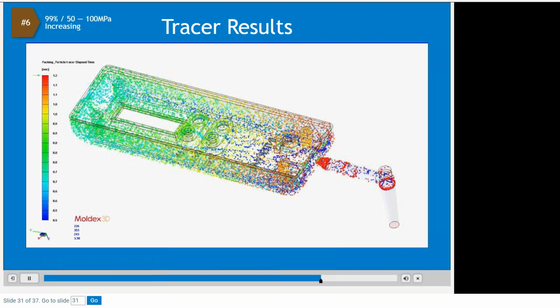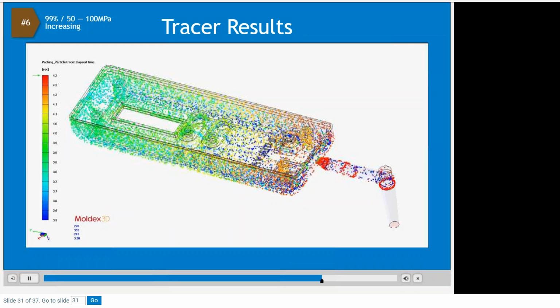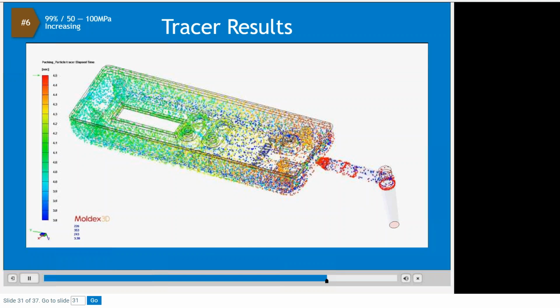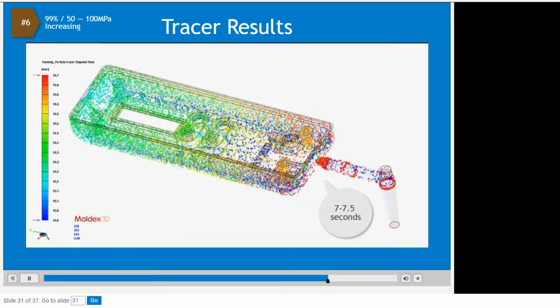The final example has a switchover point set at 0.99% and an increasing packing pressure profile from 50 to 100 megapascals in 15 seconds. Here you can see the tracers are moving until between 7 and 7.5 seconds into the packing phase.